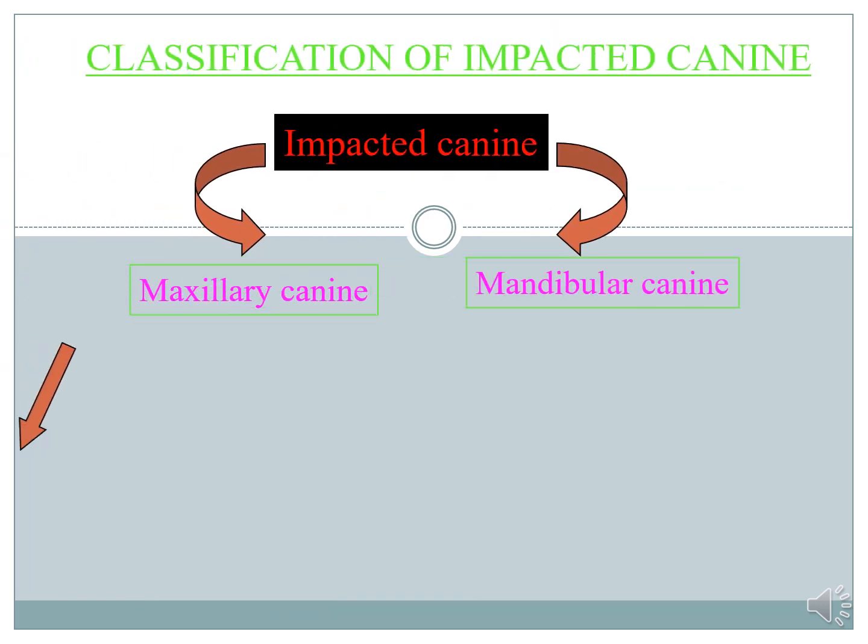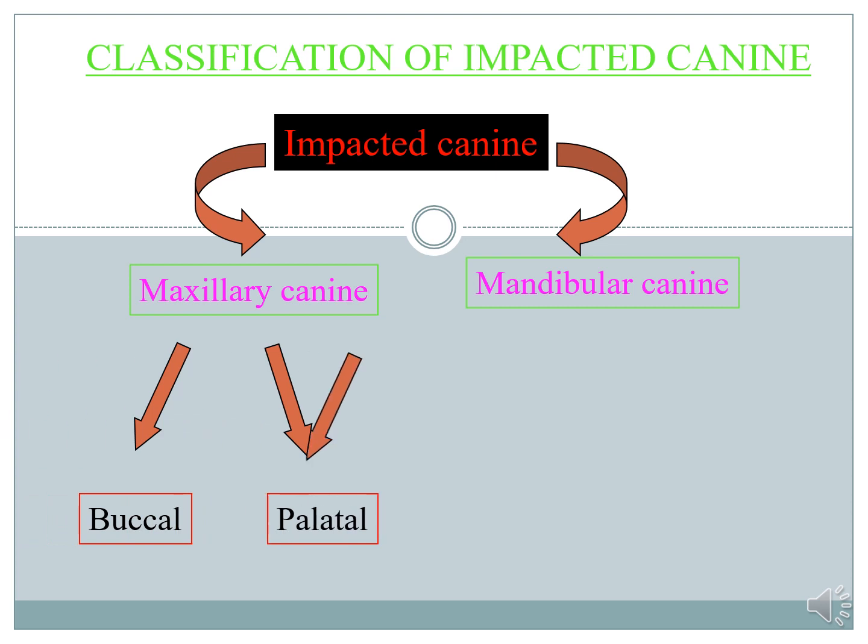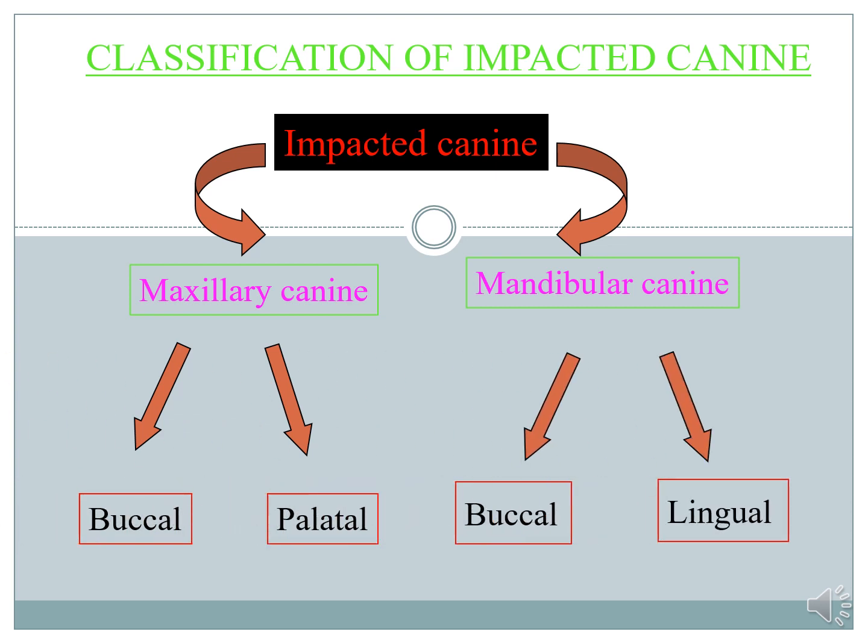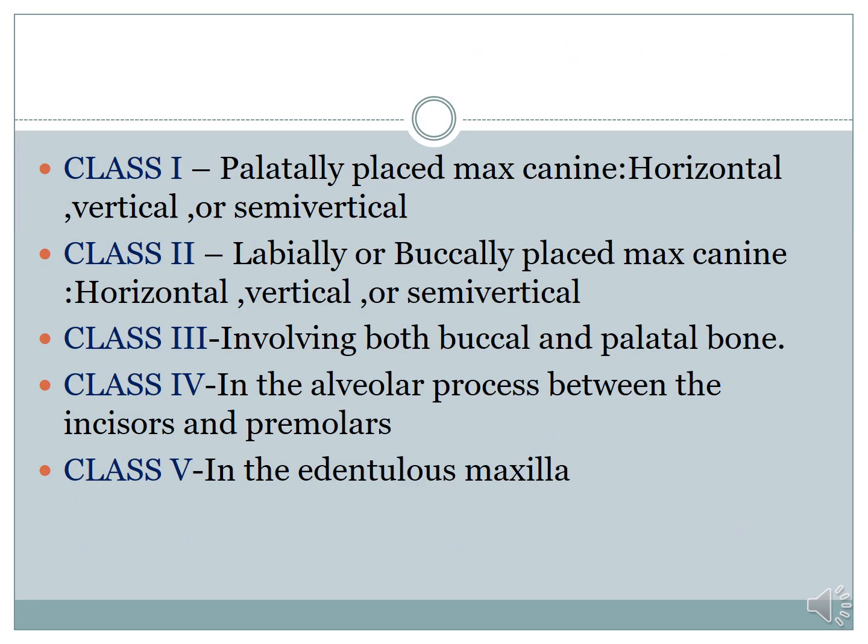So, how to classify? Again, we have only two jaws, maxilla and mandible. If there is a canine, it should be only in these two jaws. So there is maxillary canine impaction and mandibular canine impaction. Again, the position is whether it is placed buccally or palatally, which in turn will help us to decide our approach of removal, whether we are going to go from the buccal side or palatal side. Okay, fine.